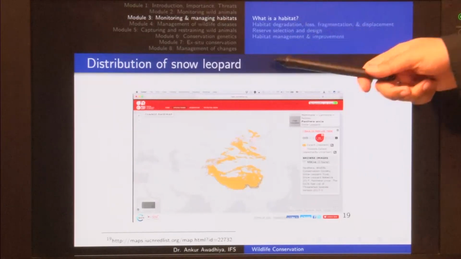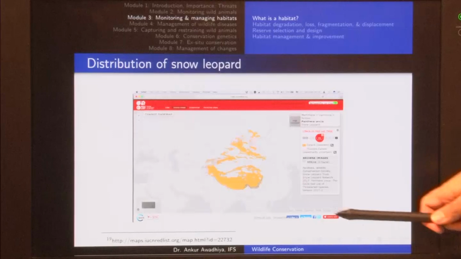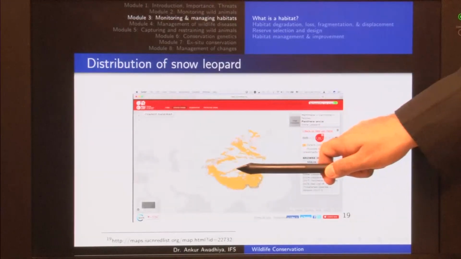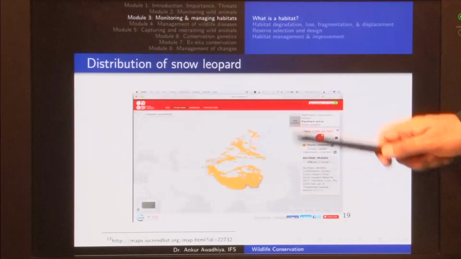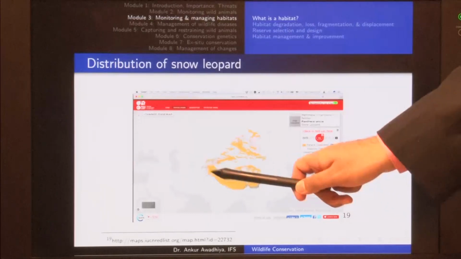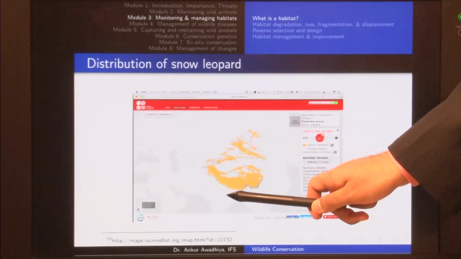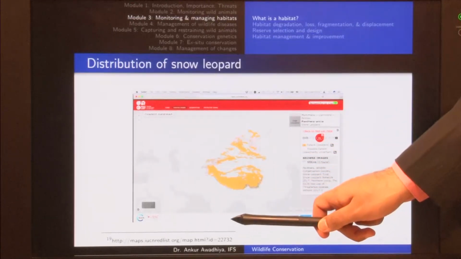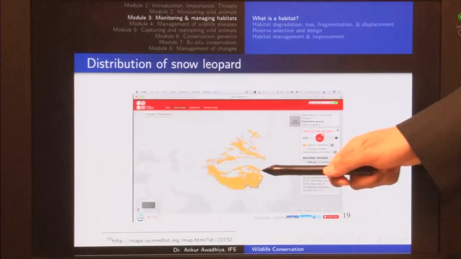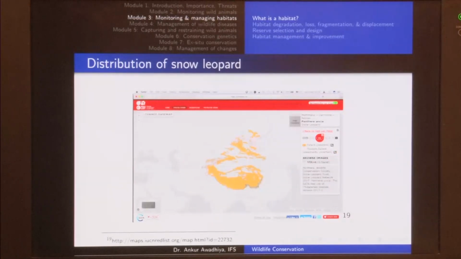If we look at the distribution of the snow leopard, we would find that it is found in the mountainous areas, mostly in the very cold areas, and we can see that its distribution is only in the Himalayan states of our country. We do not have it in central India or in South India. So essentially, when we are talking about the conservation of any species, it becomes of paramount importance that the habitats are also conserved, because only when the habitats are conserved will we be able to conserve these species.